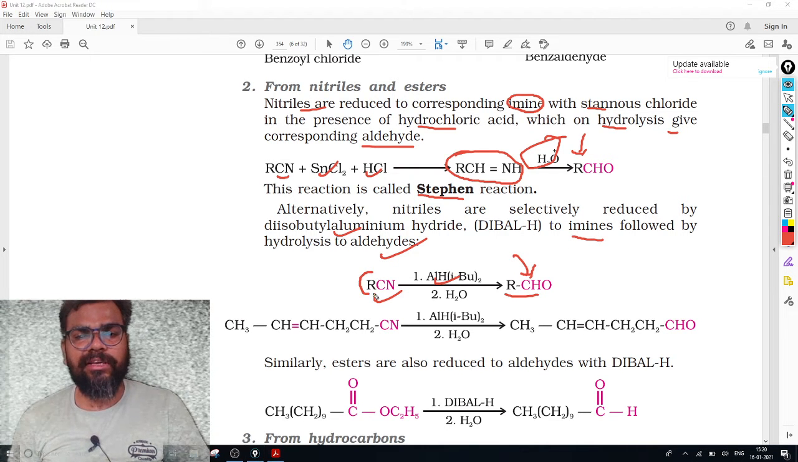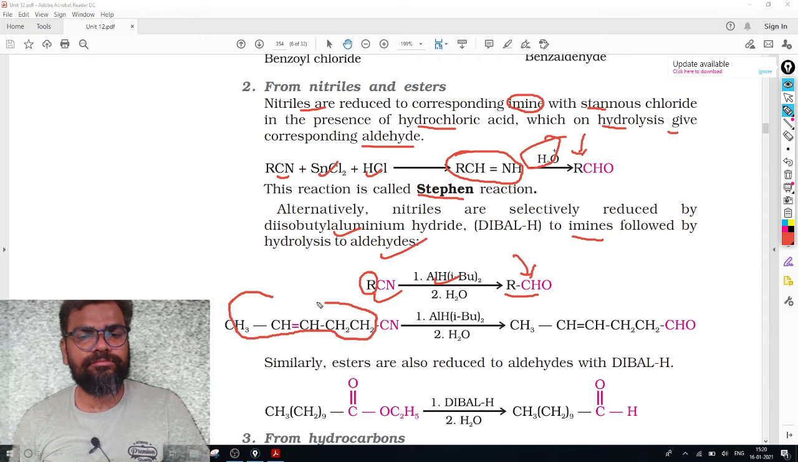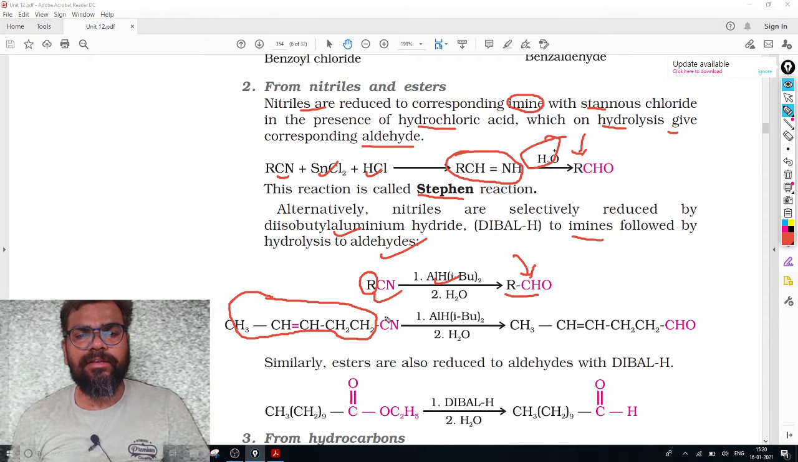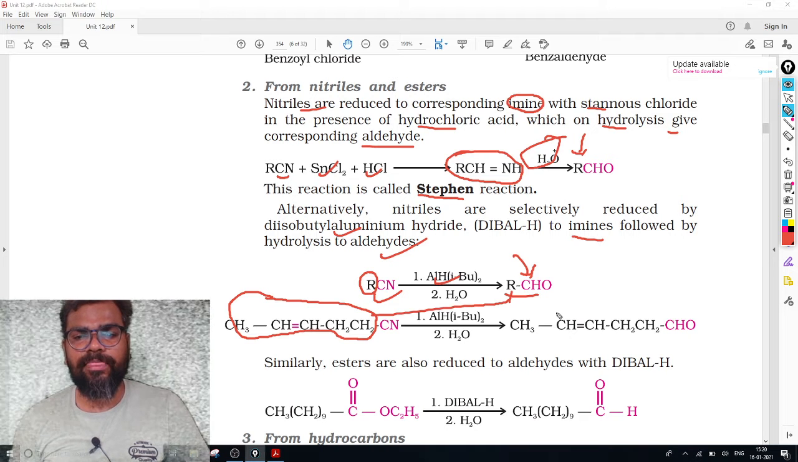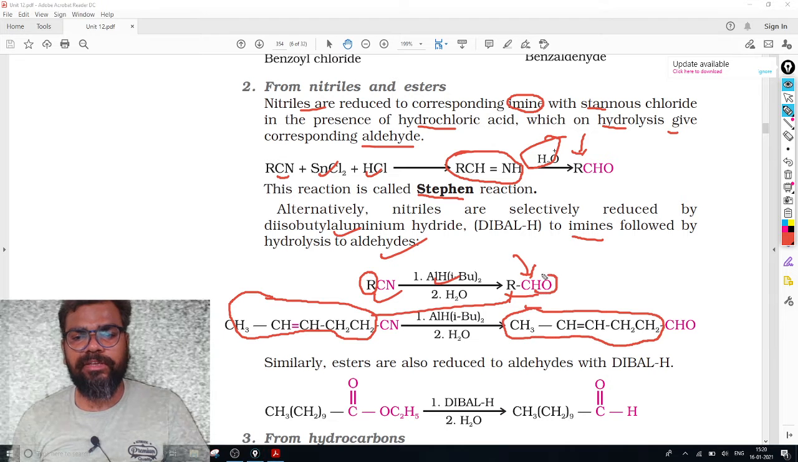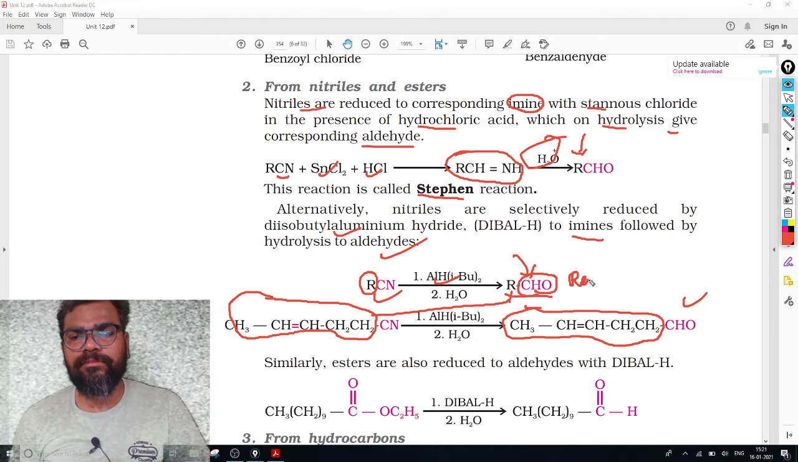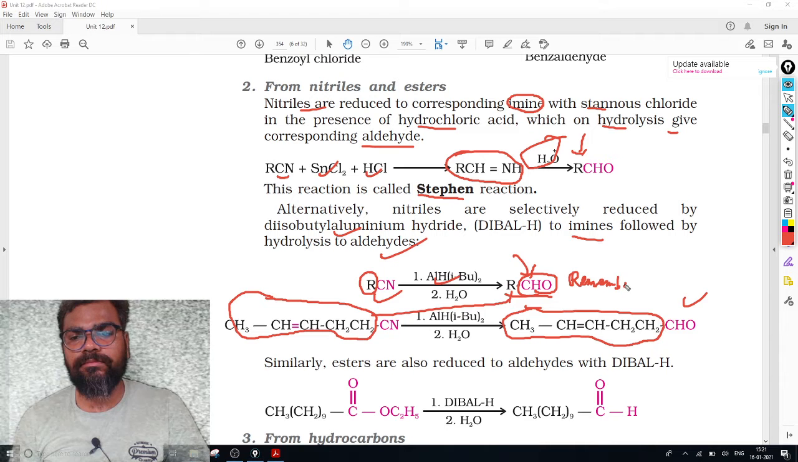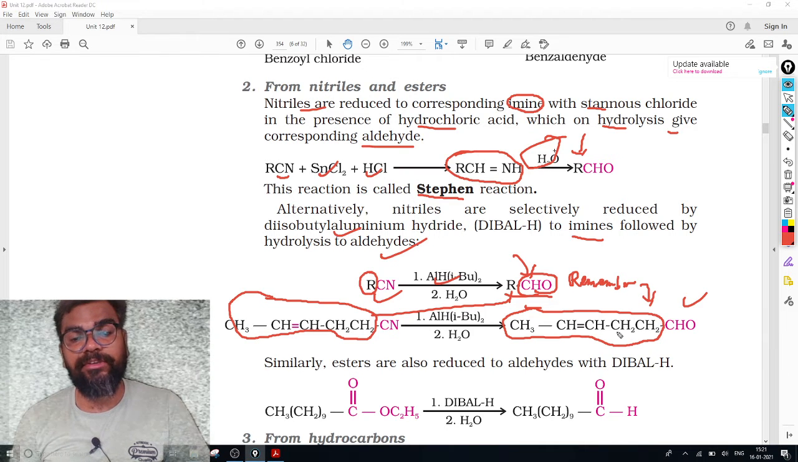Now let us take an example. Instead of this R, suppose you take this group, then wherever R is there, you need to add it. So this one is your R, and then CHO is already available. If you remember this, then you can write the second reaction by yourself easily.